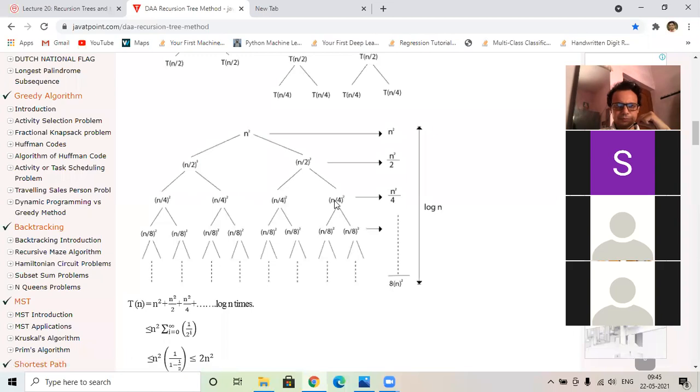Understood? So here I am summing it all up at the same level, so it will come n squared by 4. Just add it. In this way, I am extending it up to n terms. After extending, you can see that the height will be log n. The height will be reduced in the log n way.